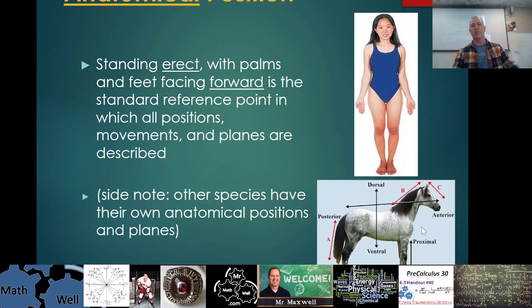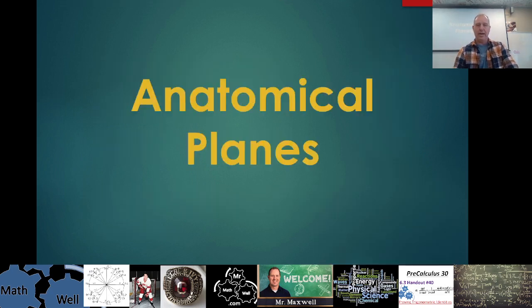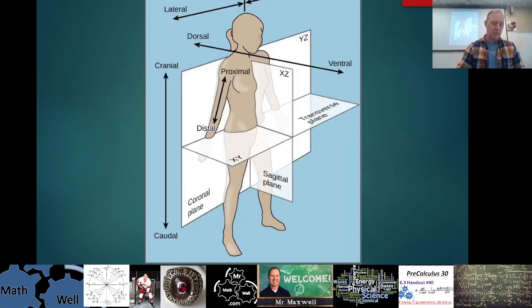Other species like horses have their own anatomical positions and planes, but the human body will start facing forward like this. You can look up this PowerPoint later if you want to study any of these diagrams, but we'll come across all this again. Okay? All right, anatomical planes. Let's take a look at anatomical planes. Fixed lines of reference along which the body is often divided or sectioned. Here's a diagram. You do not have this in your notes, but again, you can look this up on the website.